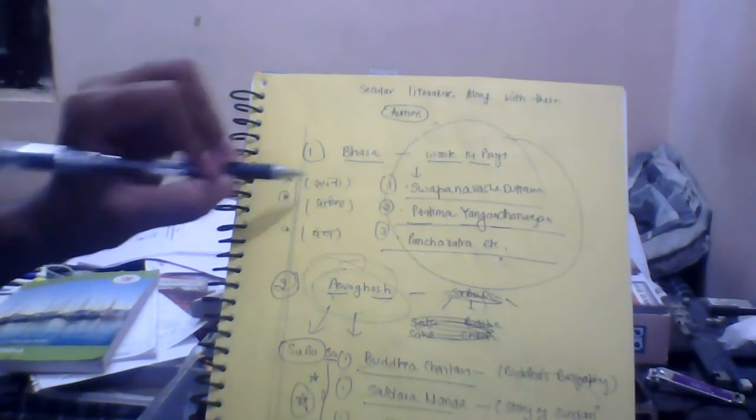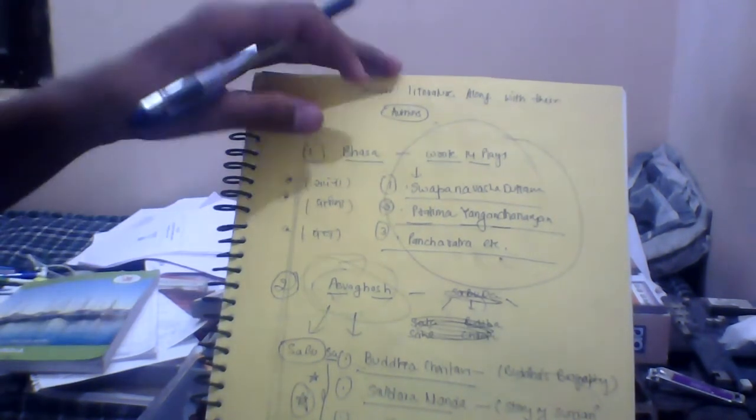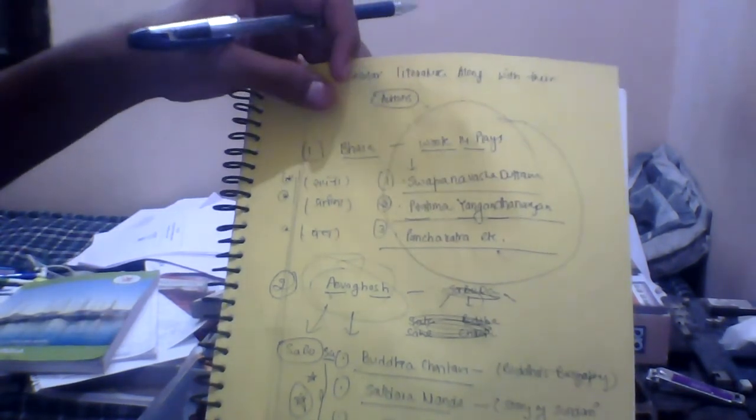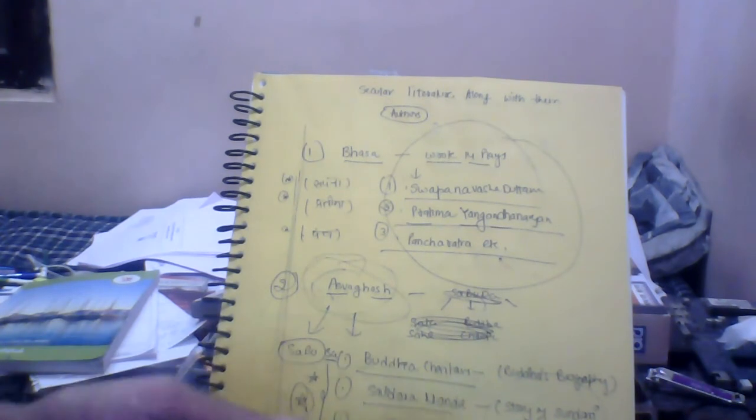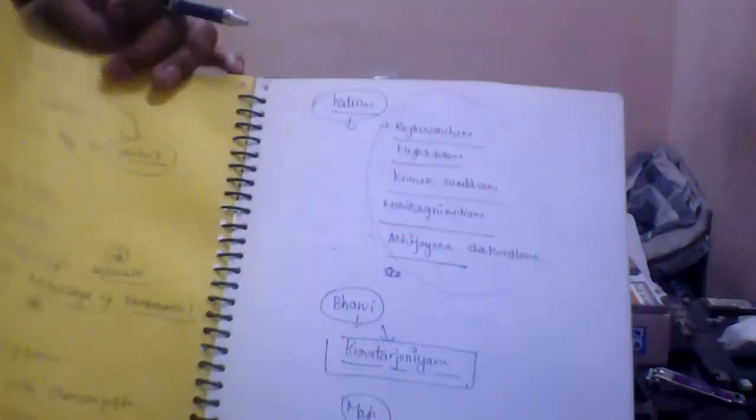These are the things that you should remember. These are very important to remember, because these are direct questions asked. Like who wrote Panchtantra, who wrote Swapna Vashadutam, who wrote Buddha Charitram, who wrote Sutra Lankar. So these are very straightforward questions and very easy marks, to be very honest.